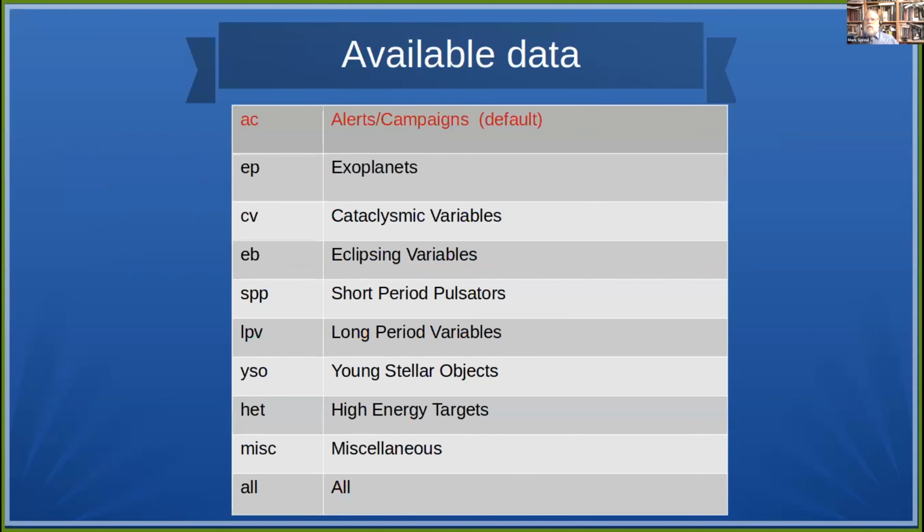So the data that is available, the alerts and campaigns I've highlighted at the top in red, that's the default, and that's the one that I spend most of my time on. Actually, all my time. I really haven't used any of these other databases, but this is what's available. Exoplanets is very interesting to a lot of people, and there are just a lot of other target lists that you can take a look at and isolate individually.